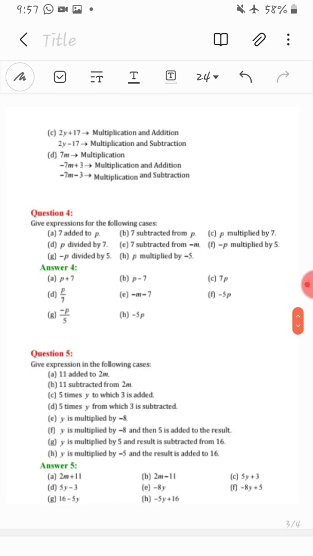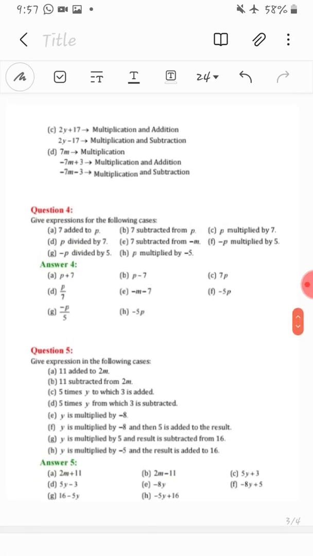Then F. Minus P multiplied by 5. So since they are multiplied, so minus 5P. Then G. Minus P divided by 5. So since they are divided, so minus P divided by 5. Then P multiplied by minus 5. Again multiplication, so minus 5P. Okay. Now let's proceed to question number 5.